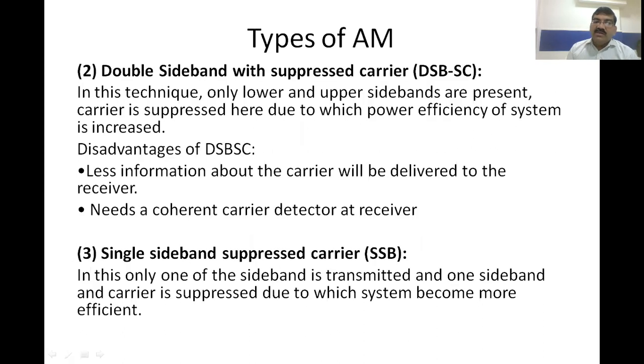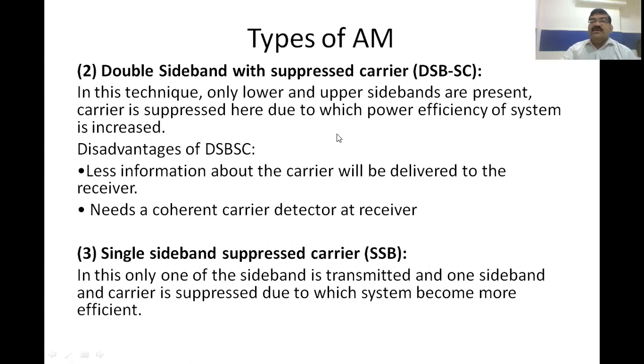Now we are going for the another. What is the another? That is the double sideband with suppressed carrier. Now both the sidebands you are transmitting, but you are suppressing the carrier. Now we'll see what happened in this. In this technique, only lower and upper sideband are present and carrier is suppressed. Here, due to which power efficiency of the system is increased.